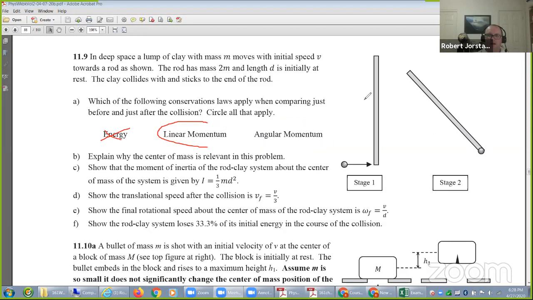Got it? It's not perfectly elastic. So in this case, they hit and stick together. That's perfectly inelastic. Elastic means energy is conserved.